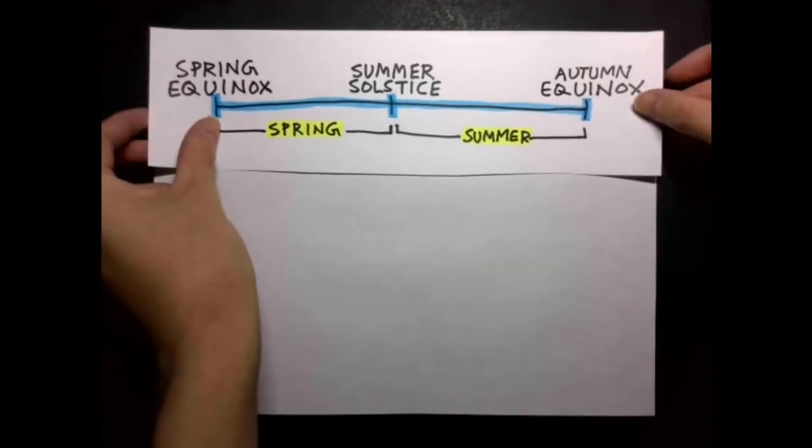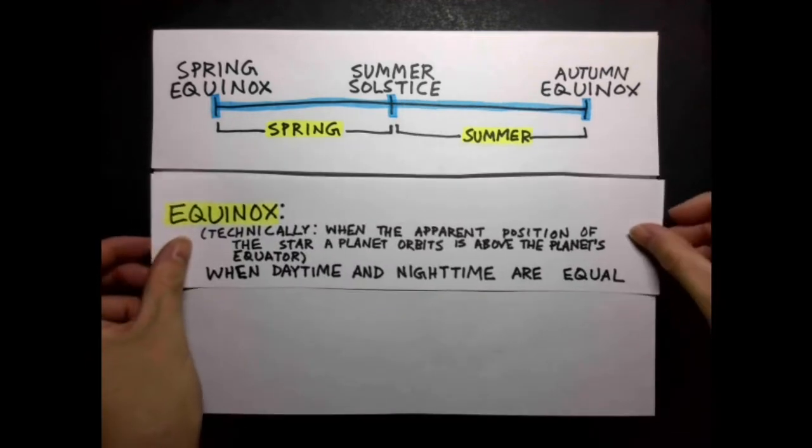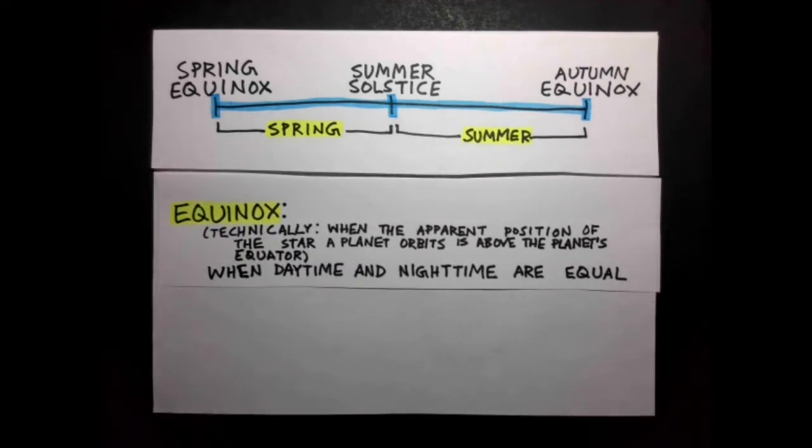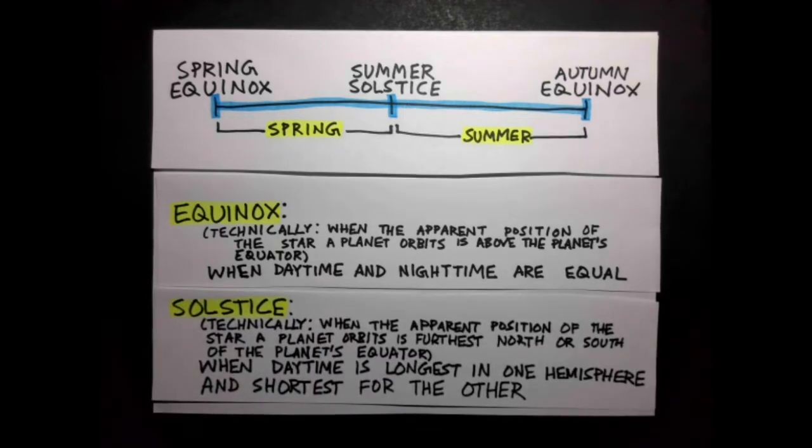There are several different definitions for when seasons begin and end. The most common definition is that a season lasts from the solstice or equinox named after that season to the next equinox or solstice. Just as a reminder, an equinox occurs on the date of equal daytime and nighttime, and a solstice occurs on the date of maximal daytime for one hemisphere and maximal nighttime for the other.